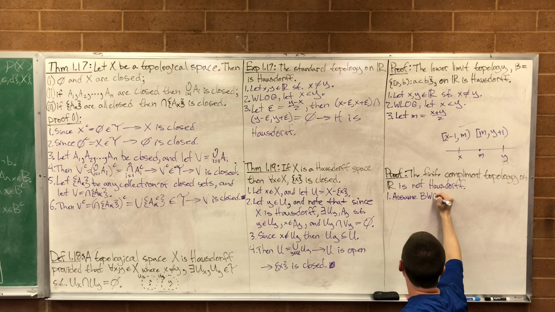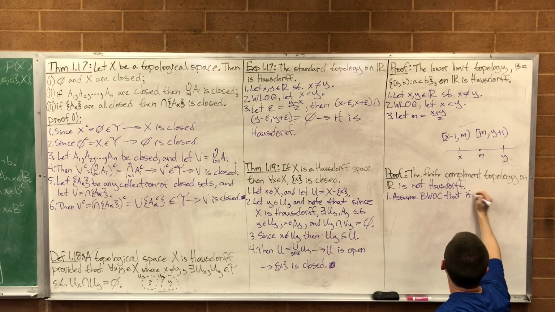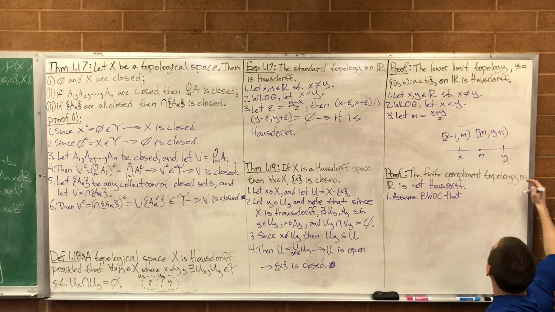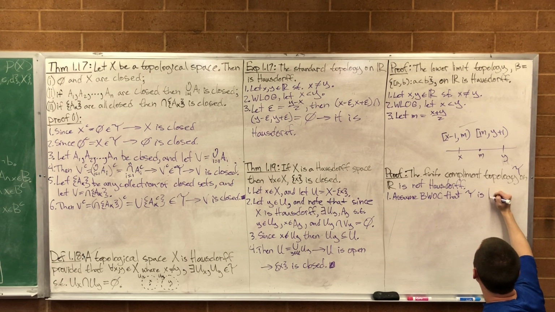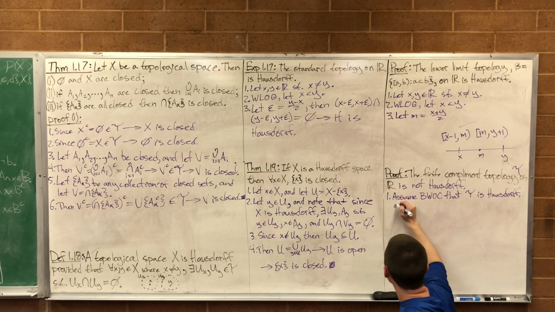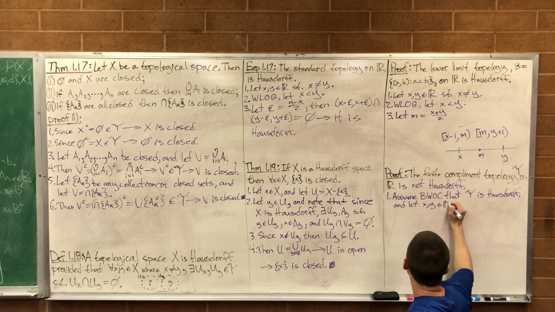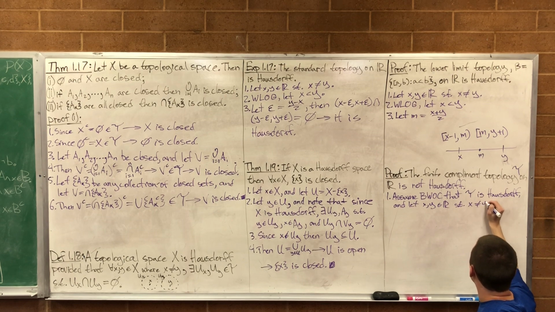Assume by way of contradiction that, we don't have a name for it, so we'll just say that it refers to whatever this topology is. Let's give it a name. The finite complement topology tau on R is not Hausdorff. Assume by way of contradiction that tau is Hausdorff, and let x, y in R such that x is not equal to y.